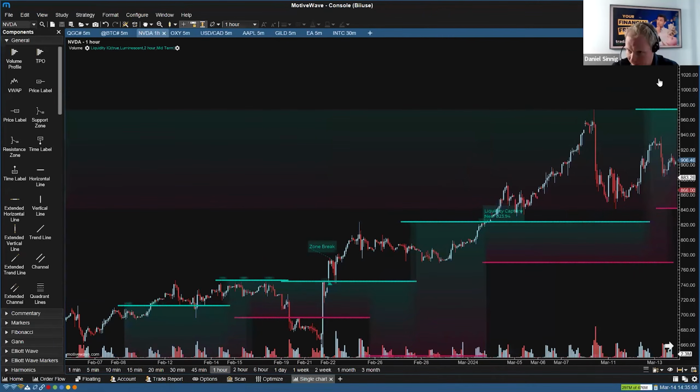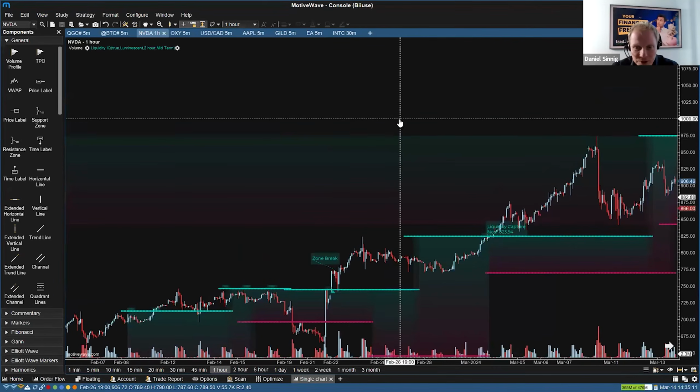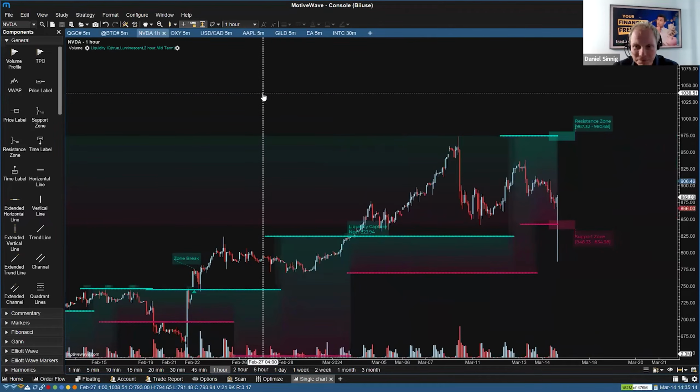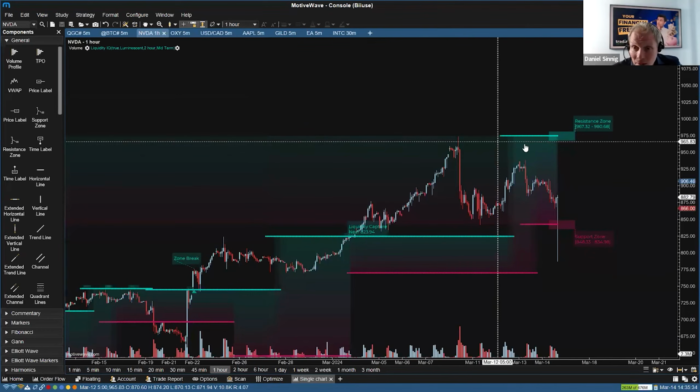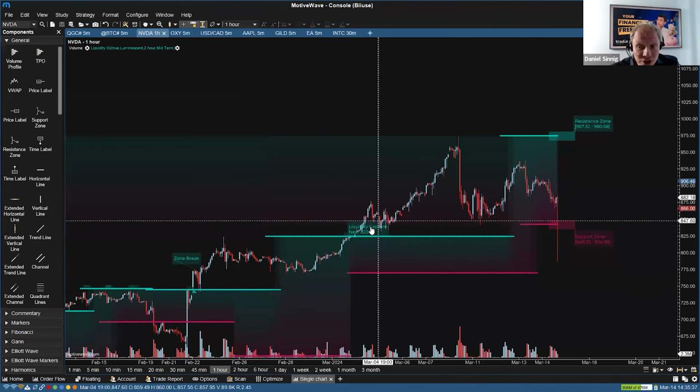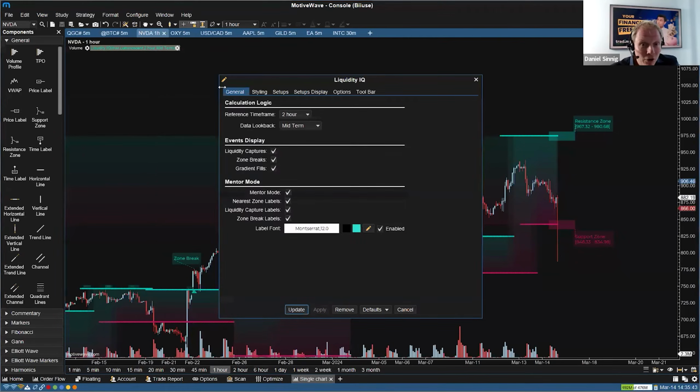And this is a 1-hour chart of Liquidity IQ. And this brings me to a good point. This is a 1-hour chart. But remember in the beginning, when I told you that things become clearer once you zoom out a little bit, once you go to the higher time frame. We have built a feature into this indicator which allows it to calculate these levels based on a time frame other than the chart time frame. So in this case, we are on the 1-hour chart, but we have configured the indicator, you can see it here, to use the 2-hour time frame as the reference time frame.